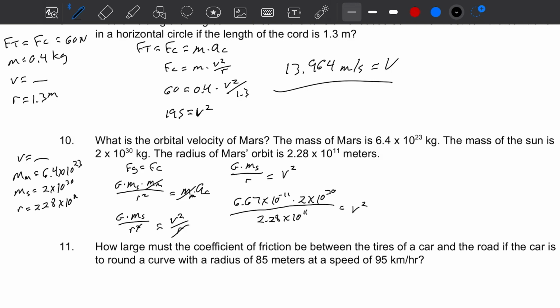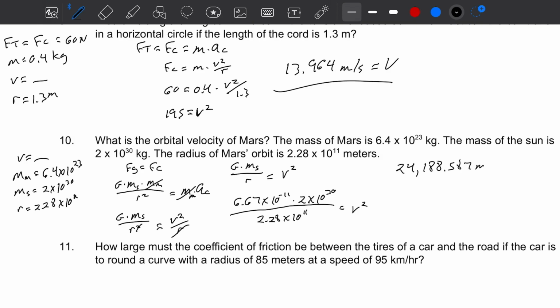So G is 6.67 times 10 to the minus 11 times the mass of the sun, 2 times 10 to the 30th, divided by the radius, 2.28 times 10 to the 11th. We don't have to square the bottom for radius because one of the radius canceled out in a previous step. So we put G times the mass of the sun divided by the radius into our calculator, and that gets us velocity squared. We square root it, we've got our velocity. It's kind of cool that the mass of Mars didn't matter. That just means if we get any radius from the sun, we can figure out the velocity because it factored out.